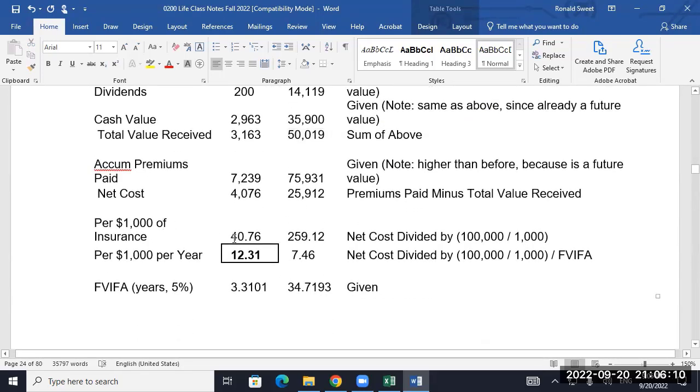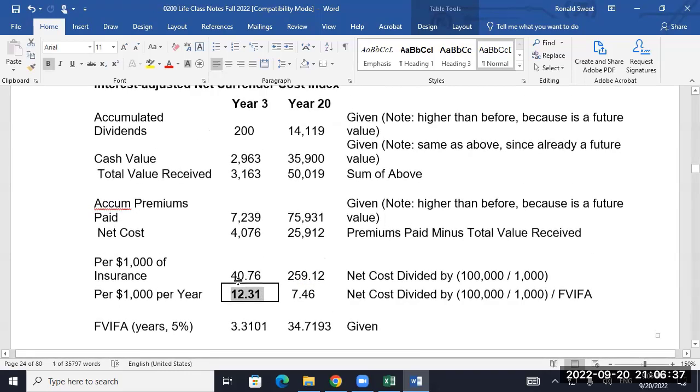Now we adjust that for every $1,000 of insurance, and then to adjust it for time, you can't just divide by 3. You have to divide by the future value interest factor of an annuity, 3.31. Y'all remember how to do that from your 3013 class. This is actually a very good number. This policy, if you had bought it, would have cost you $12.31 per year for every $1,000 of insurance.